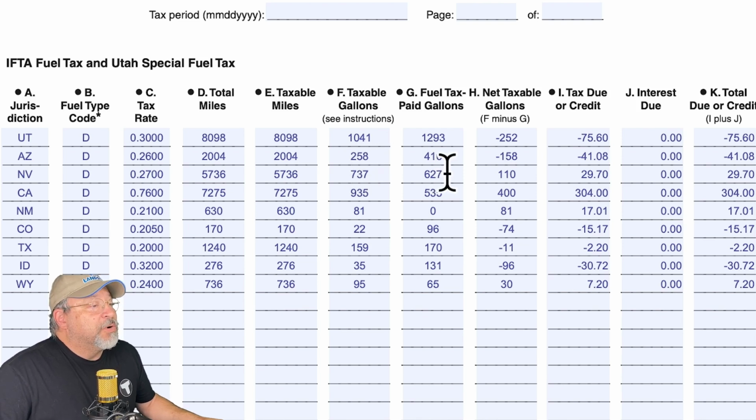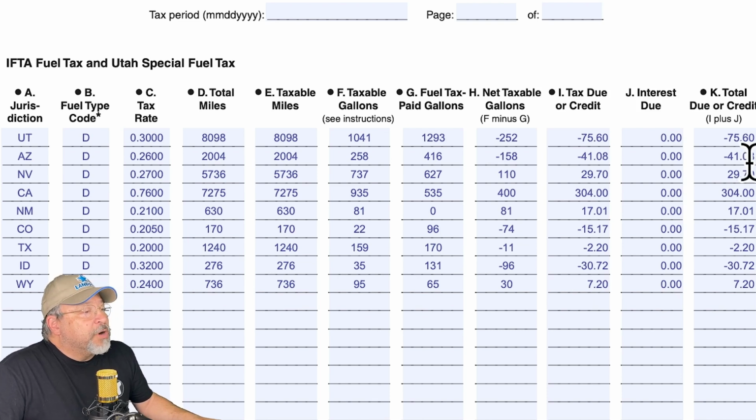Then, though, I purchased 416 gallons, which is way more than 258 gallons. So I have a credit of 158 gallons. Well, I take that 158 gallons and I times it by 26 cents. And when I do that, I get $41.08 as a credit to me because I overpurchased in Arizona, okay? So that 41.08 gets put over here. And now I'm at well over $100 refund, okay?